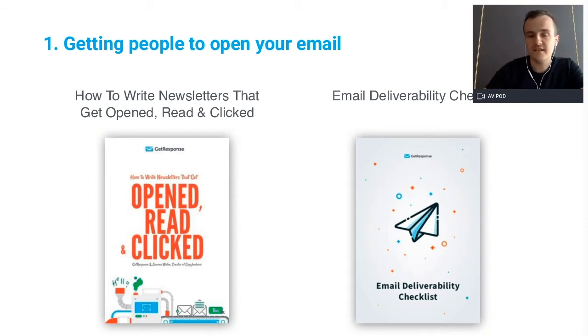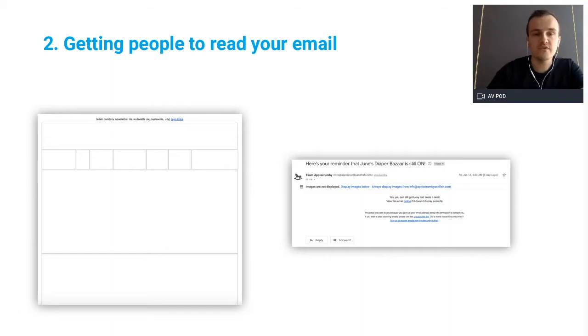And then a second ebook that I'd like to recommend is the Email Delivery Checklist. This is something that will help you get your emails delivered to the promotional tab, not the spam folder, or the inbox, not the spam folder. So if your email actually gets delivered, you can start optimizing your design and make sure that it looks good and performs well. So let's move on to the second element, getting people to read your email.